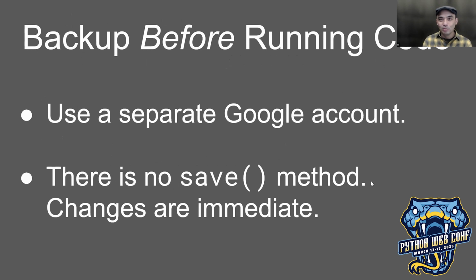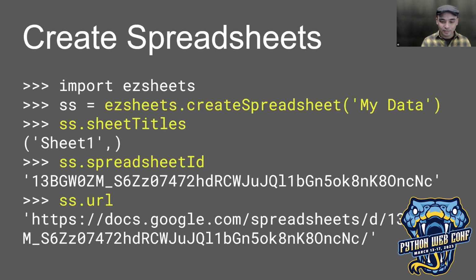Again, you probably want to back up your spreadsheet before you work on it. It's a little bit more important in this case because there is no save method for EasySheets. All of these edits that you make by calling these functions are done in real time, and they are permanently etched onto the spreadsheet on Google Sheets. So you might want to consider making a backup of that. I don't think there's a function for doing that in EasySheets right now. It's on the roadmap, but you can just open that spreadsheet in a web browser and then click on the make a copy menu item.